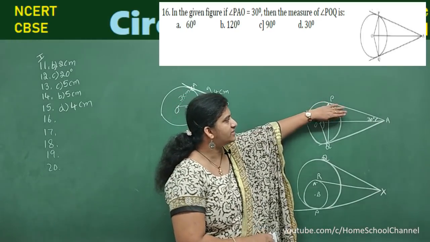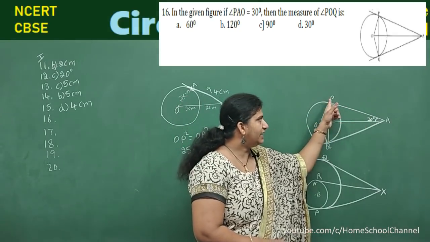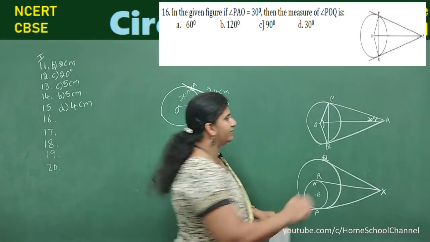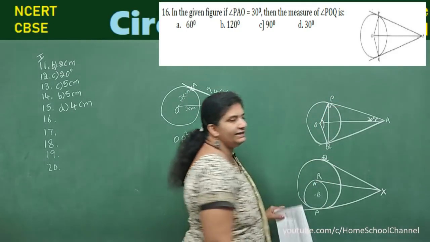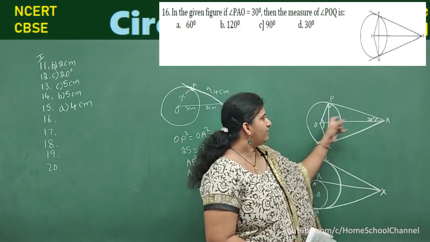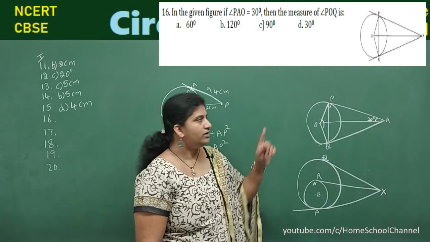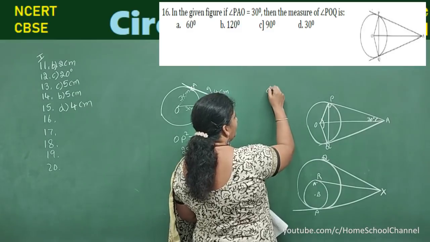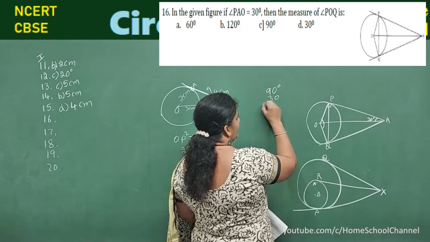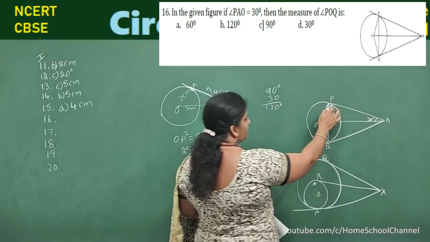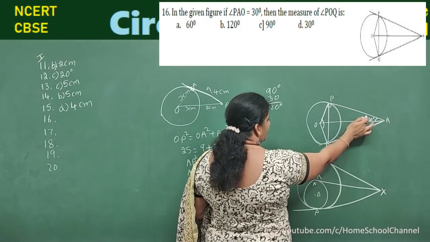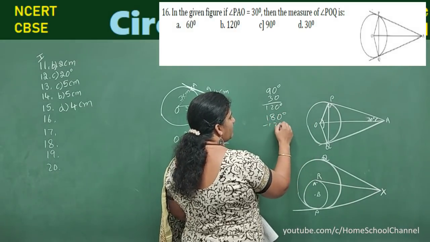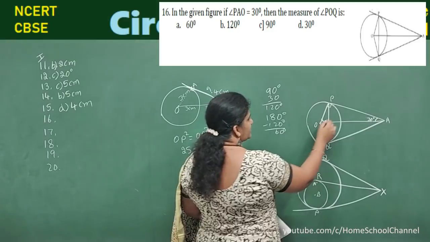I go with considering this triangle. Tangent is always perpendicular to the radius through the point of contact. That means this angle is 90. Now in this triangle, find angle POA first. Sum of the interior angles will be 180. That means 90 degree plus 30 degree, it will be 120. Now these two angles sum is 120. And what about this angle? 180 minus 120, that will be 60 degree.